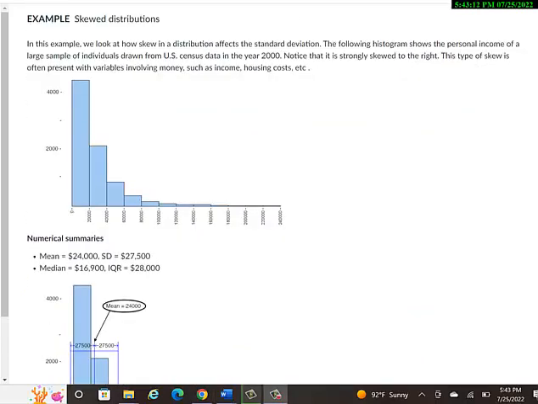So now we'll look at another example with skewed distributions, where the majority of the values are either really low or really high. In the example below, we'll look at how skew in a distribution affects the standard deviation. The following histogram shows the personal income of a large sample of individuals drawn from U.S. Census data in the year 2000. Notice that it's strongly skewed to the right, because most of the data is on the left. This type of skew is often present with variables involving money, such as income, housing costs, etc.